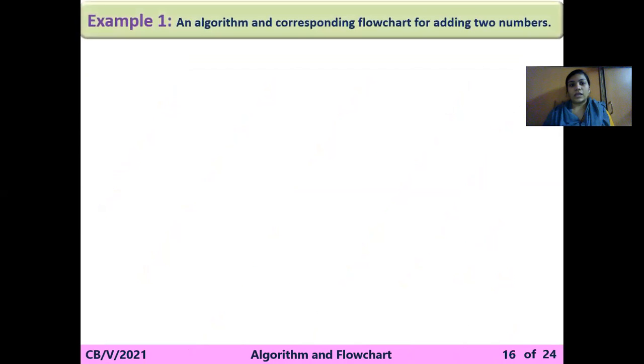Now let's see one example. An algorithm and corresponding flow chart for adding two numbers. आपको कोई भी दो नंबर ऐड करना हो तो उसके लिए आप क्या करोगे? First of all you have to take two numbers, for example number A and number B.